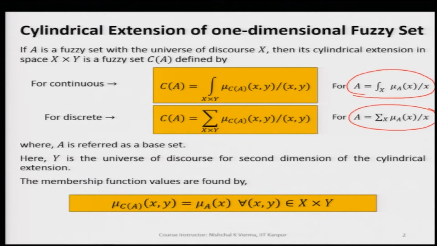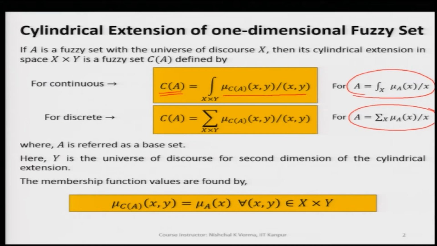If A is a continuous fuzzy set, the cylindrical extension of the fuzzy set is defined by C of A. C of A is nothing but the fuzzy set in continuous domain, expressed in the increased dimension or increased universe of discourse. So, here we see that C of A, which is the cylindrical extension of A, is defined in two universes of discourse.